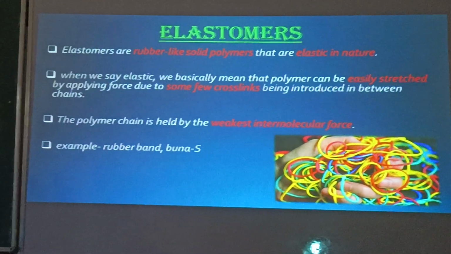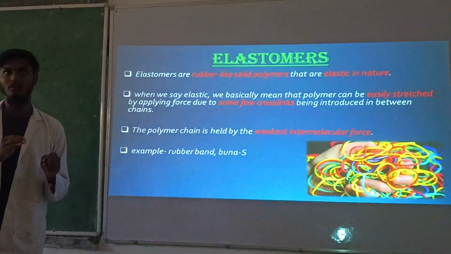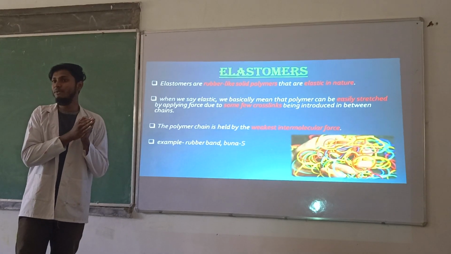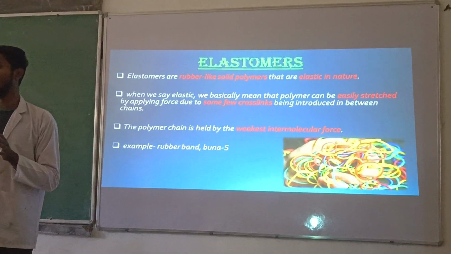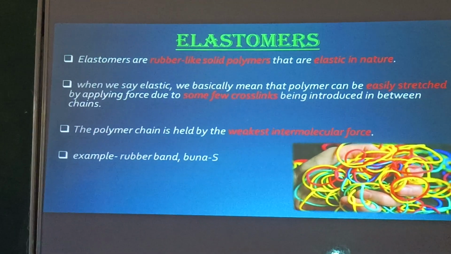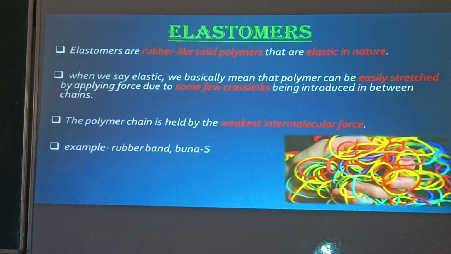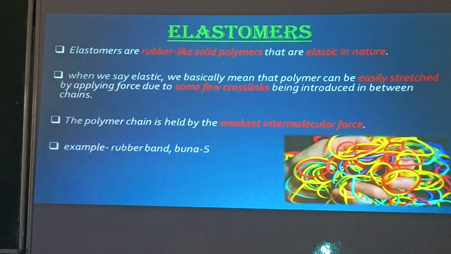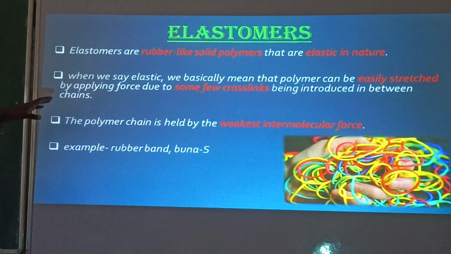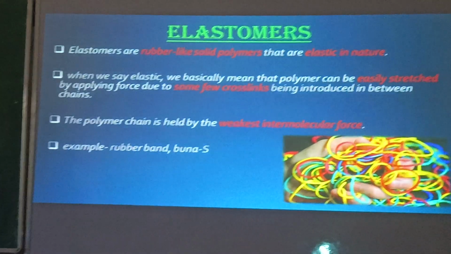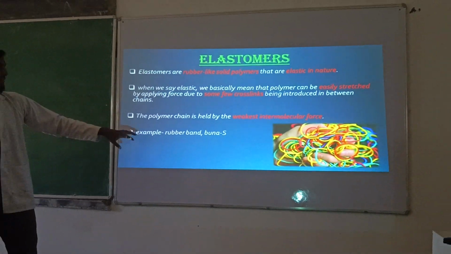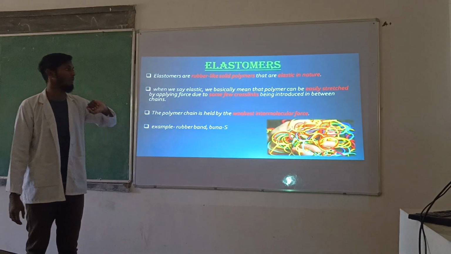Now elastomers. We are all familiar with them. This is the classification based on molecular force. First, elastomer. We are familiar with rubber bands. They are elastic in nature. When we stretch it, it comes back into its original shape because it has some cross links. There is a weak intermolecular force of attraction between them. That's why we can stretch it. The examples are rubber bands and gunas.